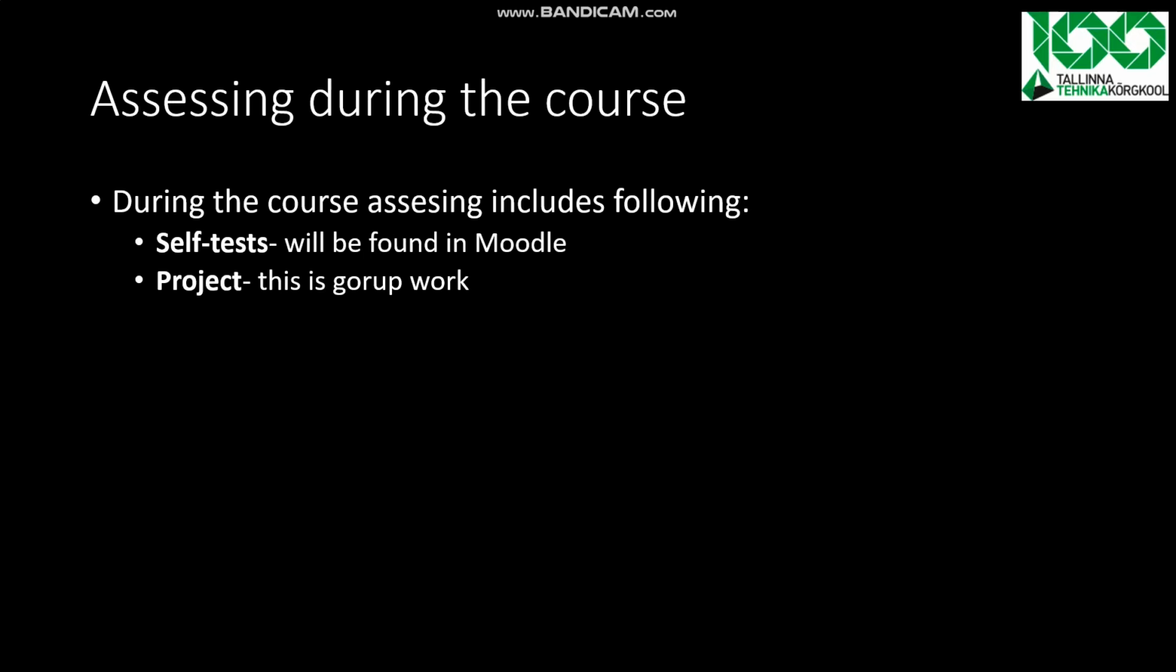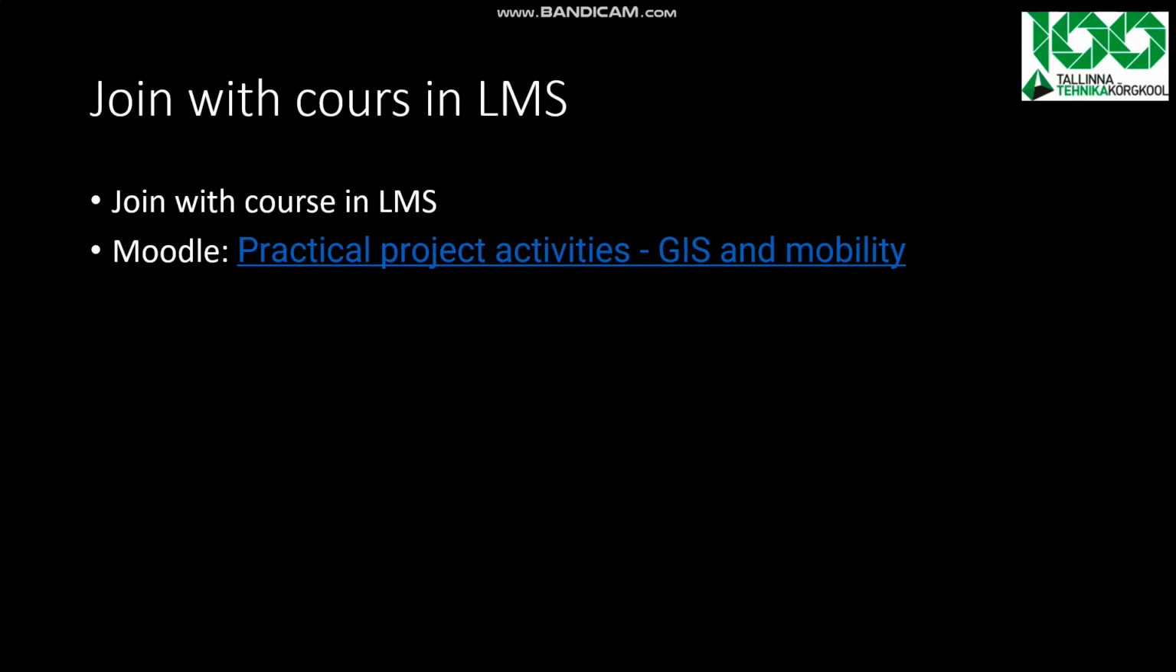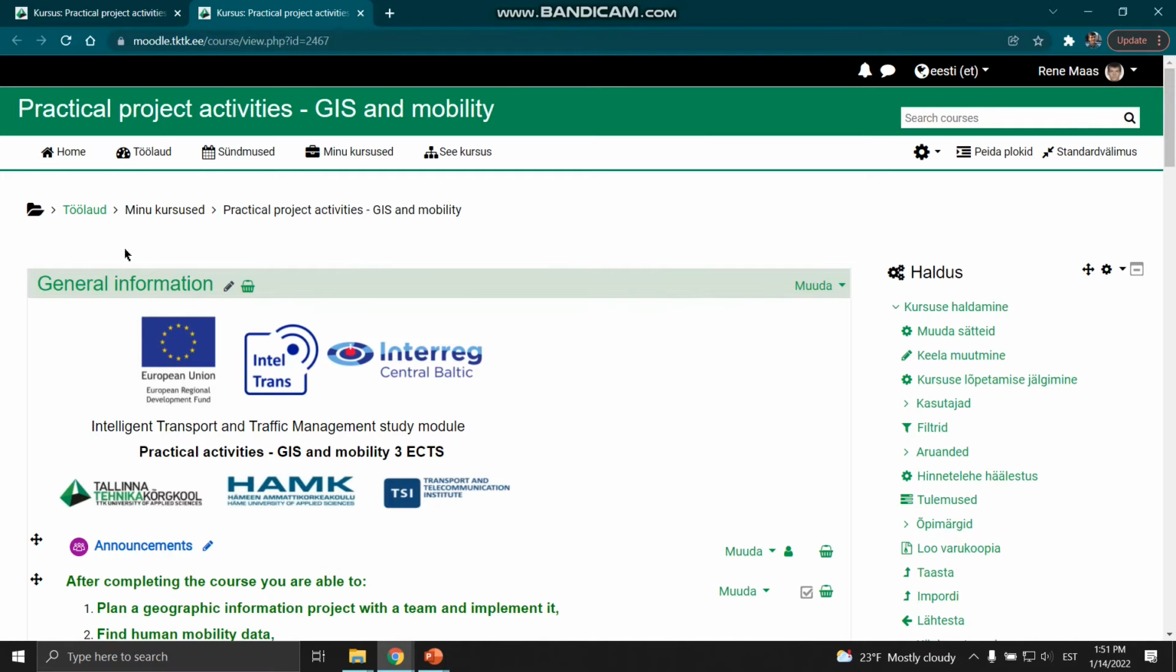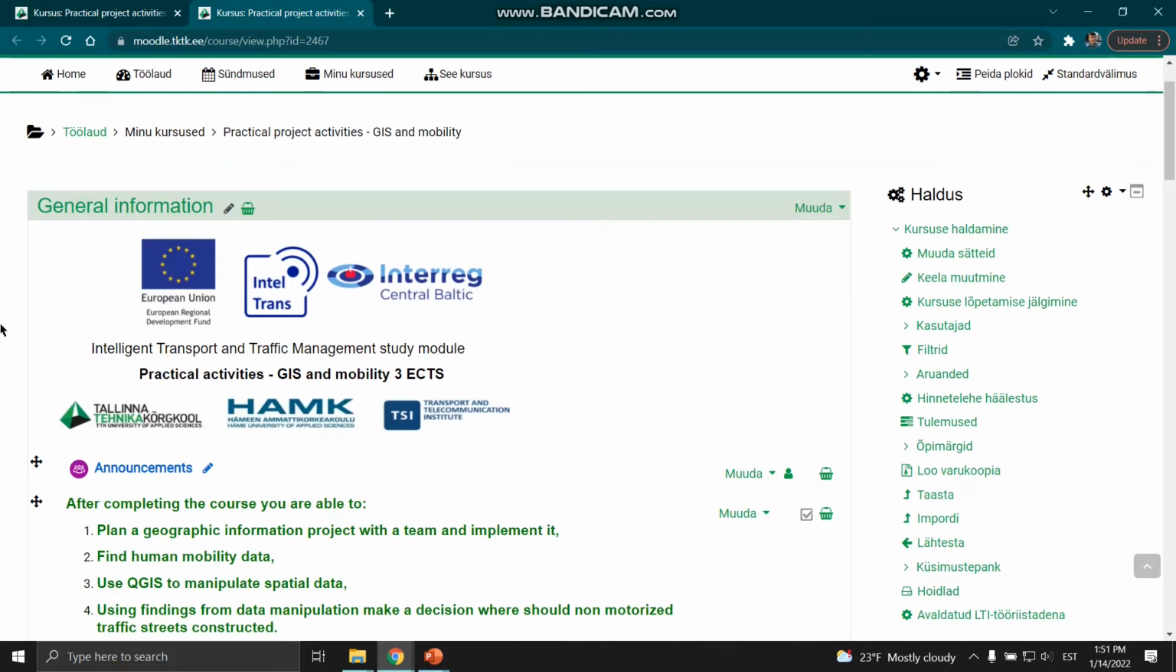How do I assess during the course? Assessing during the course includes the following. We have self-tests, and they will be found in Moodle. I will show you this later. We also have a project. This is group work. As I said before, you can do it alone or as a group of a maximum of 3 members. So let's go to the course in Moodle, and you see this is the front page.